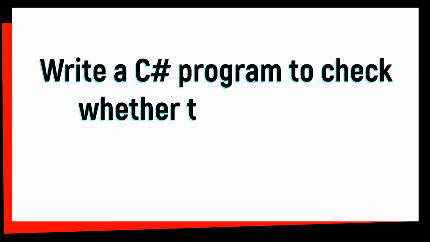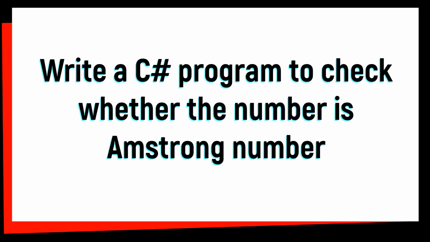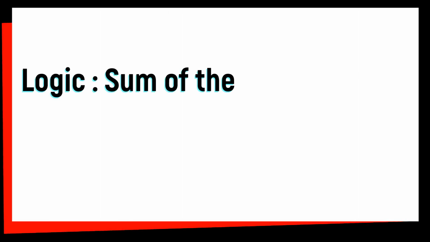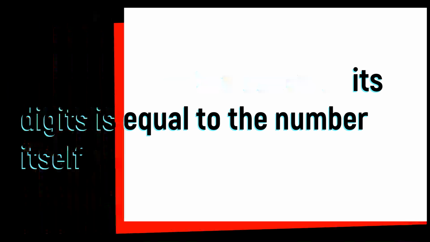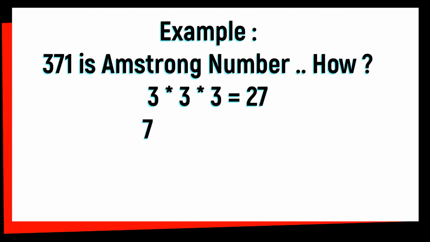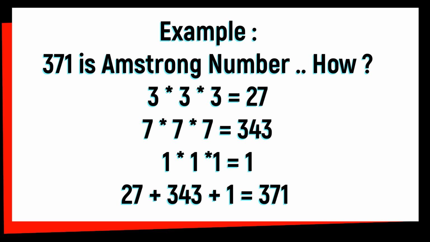Write a C# program to check whether the number is an Armstrong number. An Armstrong number is nothing but a number where the sum of the cubes of its digits is equal to the number itself. So what does that mean? For example, if you pass the input as 371, then we have to calculate the digits as 3 star 3 star 3, 7 star 7 star 7 and 1 star 1 star 1. If the sum matches the input, then it is called an Armstrong number.